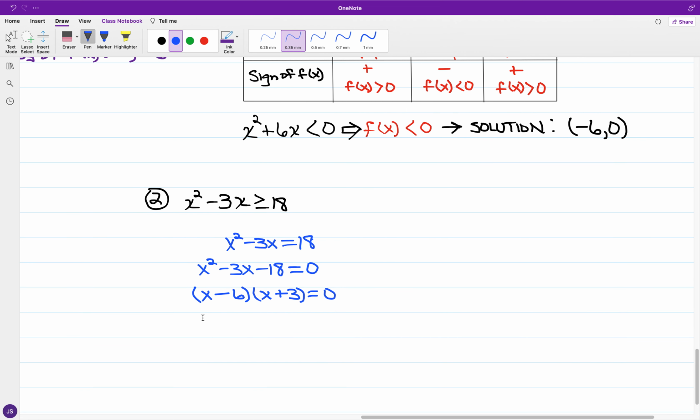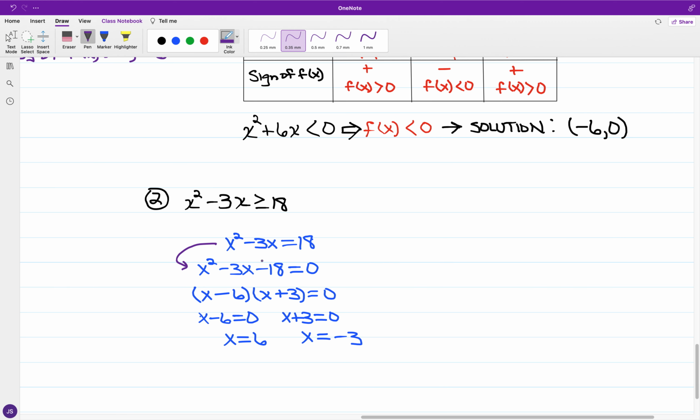And looking for the solutions, we have, upon utilizing the zero product property, if x minus 6 is equal to 0, then x is equal to 6. From x plus 3, we have x is equal to negative 3. And again, just for the f of x are concerned.